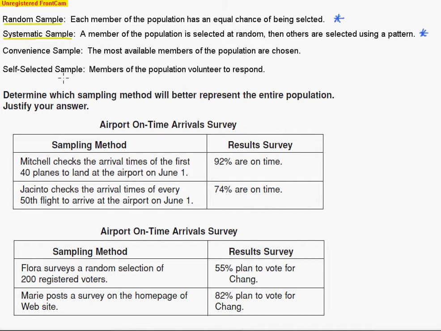Definitely not self-selected, because the planes aren't choosing to be part of the sample, so it's not that. It's not really a systematic one, because he's not checking like every third plane. It's not random, because he's just selecting the first 40, and so this is called a convenience sample. And so with a convenience sample, they're not as reliable. So this one's a convenience sample, so I'll just write down convenience here.